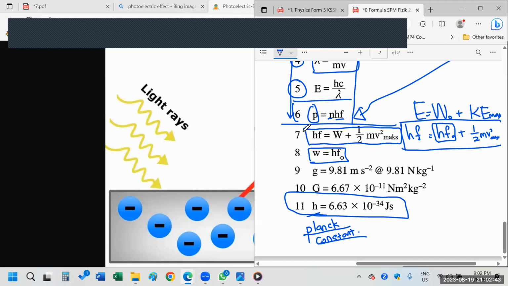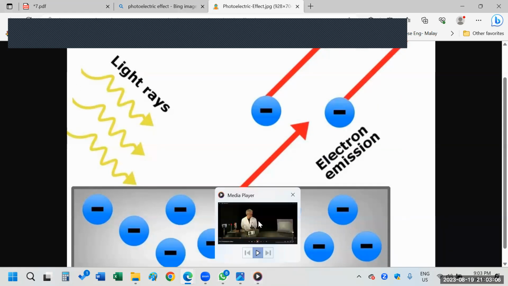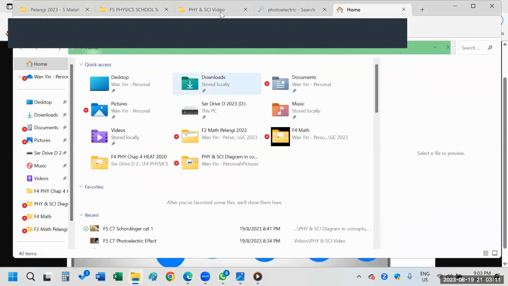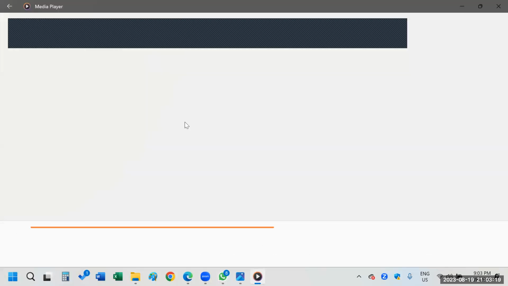Okay, so this is the last part, called the photoelectric effect. It means when light strikes a metal surface, electrons will be released. The electrons escape, which means they are flowing, which means light generates electric current. Let's see a video. Okay, this video comes from this professor.